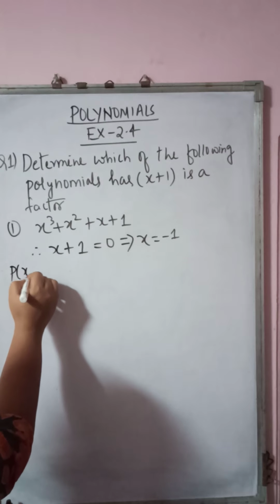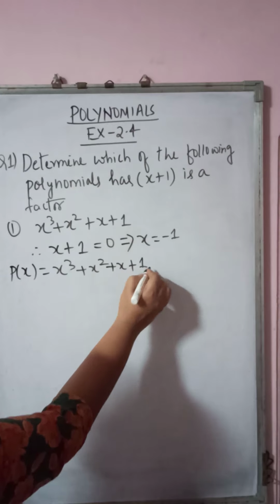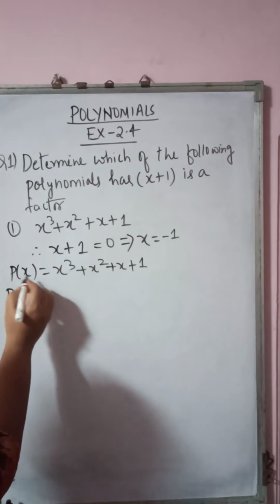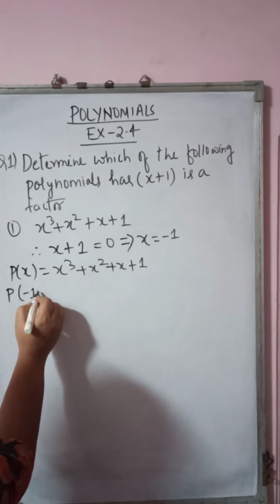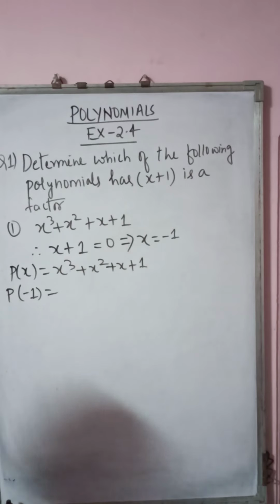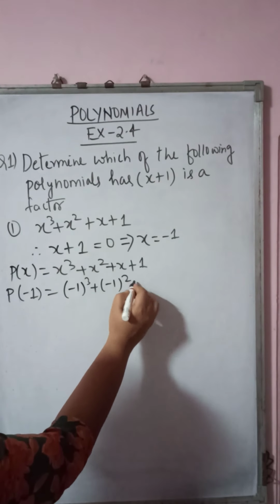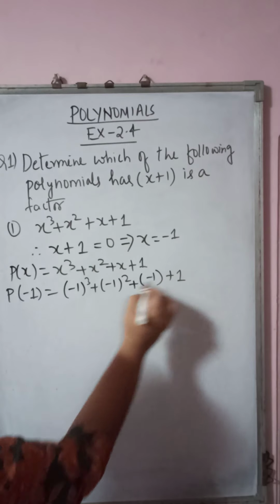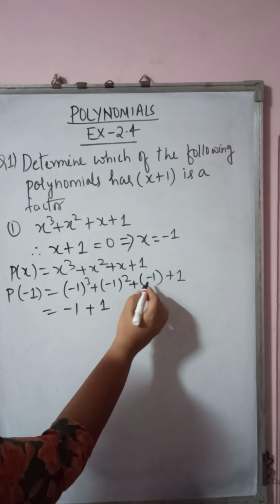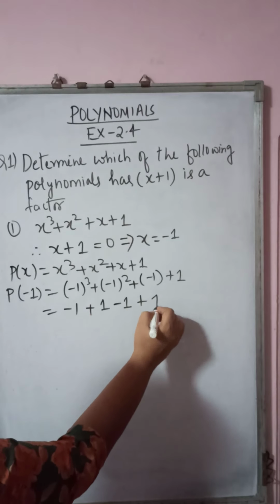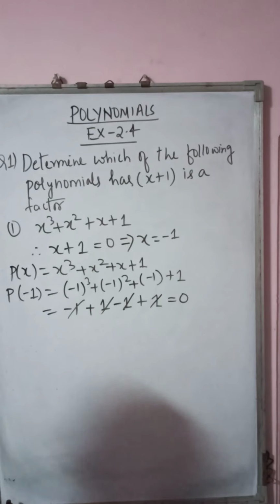So let the given polynomial be x cube plus x square plus x plus 1. I have written p of x because this divisor is given in terms of x. So x is what? Minus 1. By equating with 0, we got the value of x is equal to minus 1. So substitute that value. Minus 1 cube will be minus 1 plus minus 1 square is plus 1 plus minus 1 plus 1. So minus 1 plus 1 gets cancelled, minus 1 plus 1 gets cancelled, you got 0.